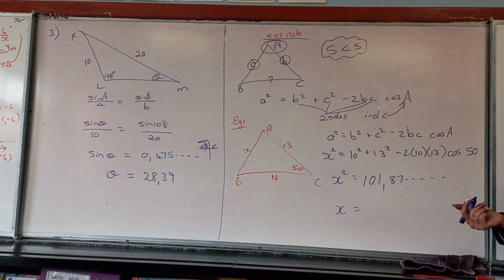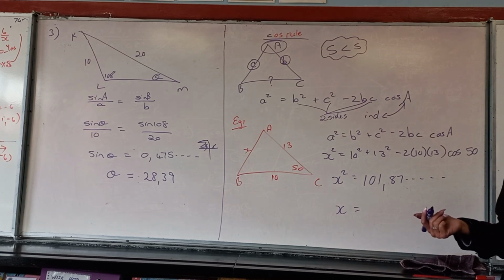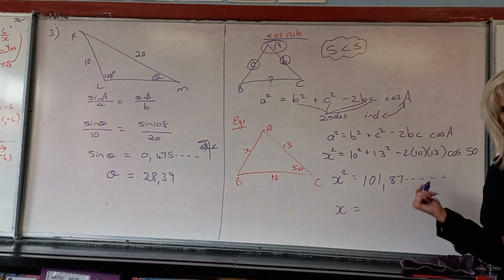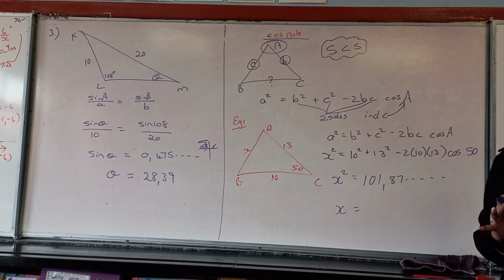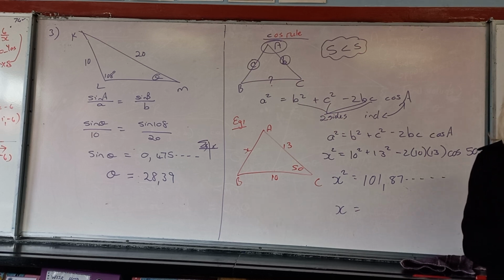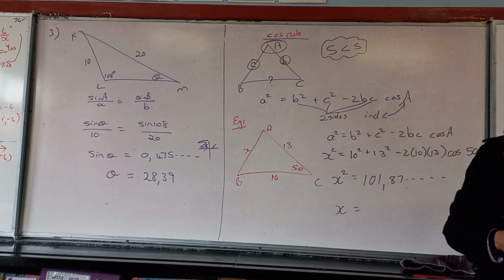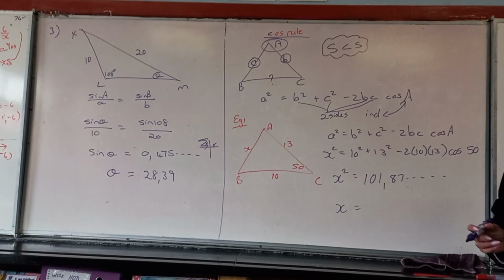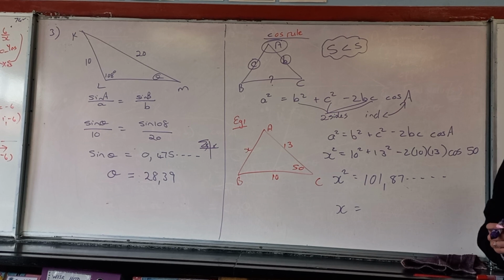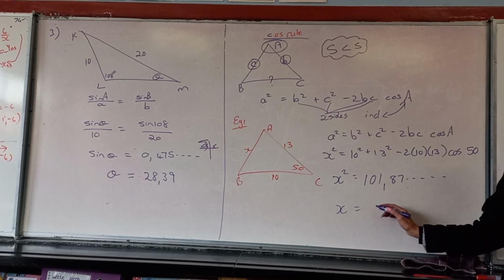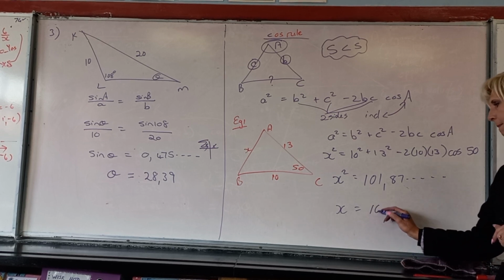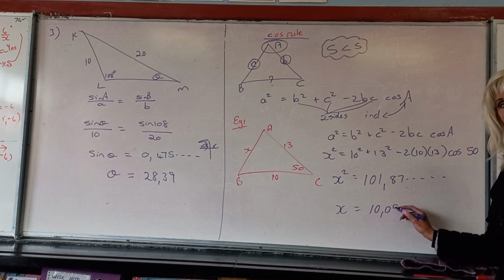So what do you do when you square root? Plus minus. Really? Yes. Just practically, you always say plus minus. But practically, this is a side of a triangle. It can't be negative. You with me? Yes, ma'am. But I want you to always think the complete picture for maths. So when you do the square root of that, what do you get? 10,0009. Now you round off.